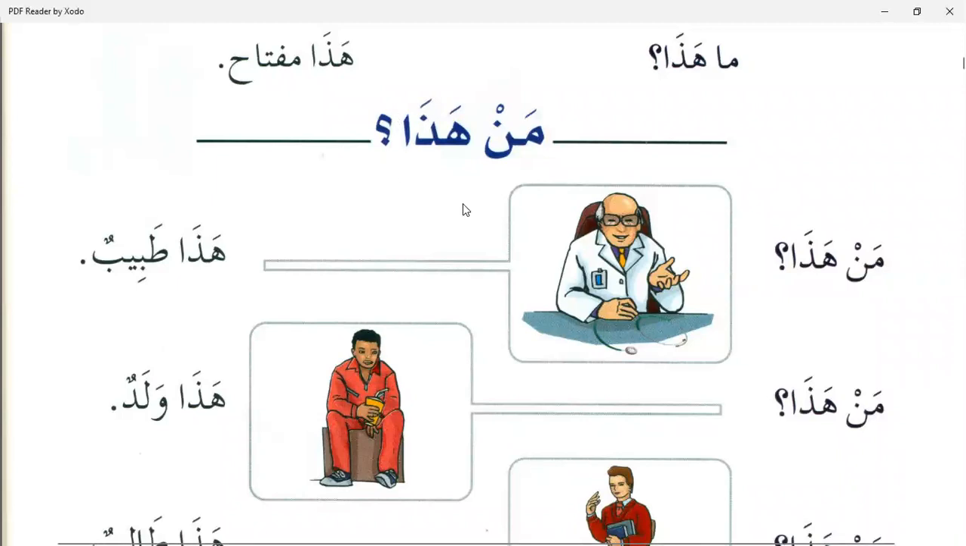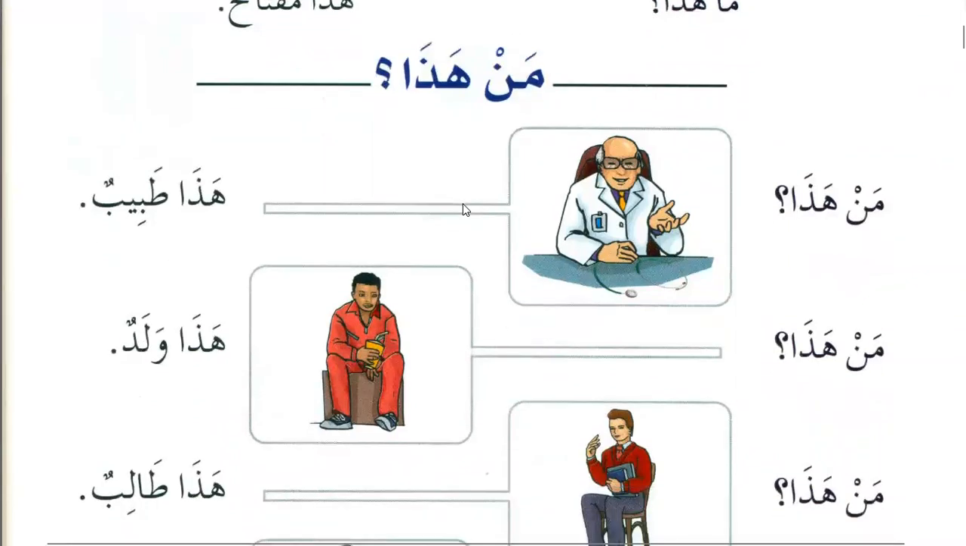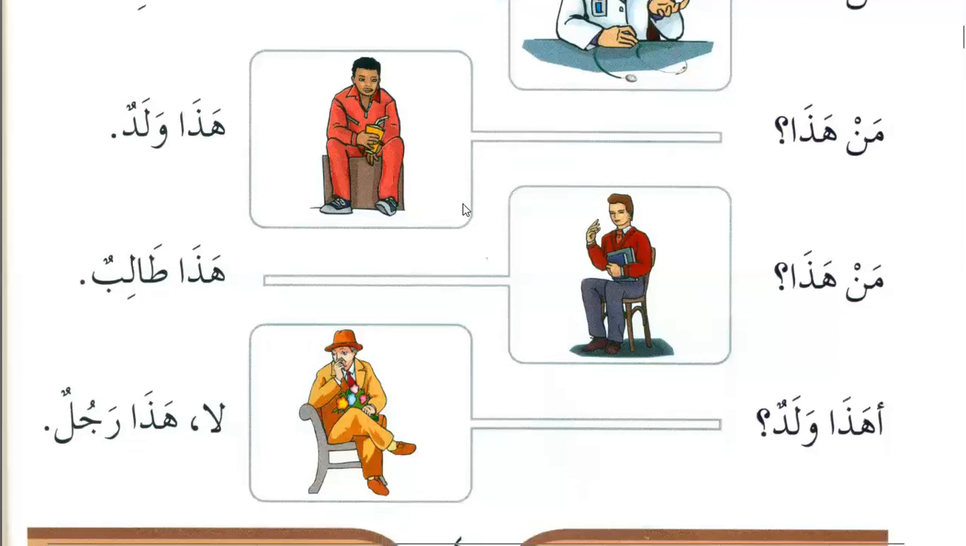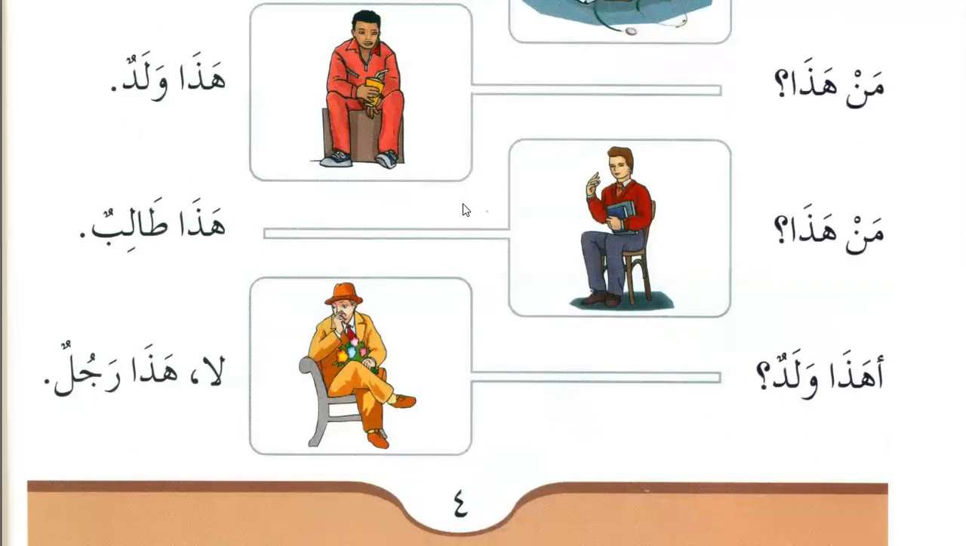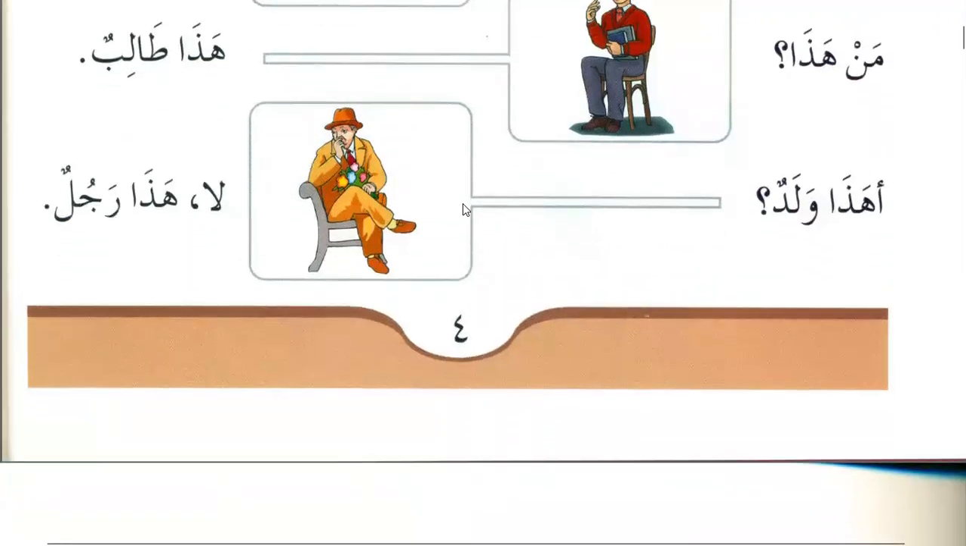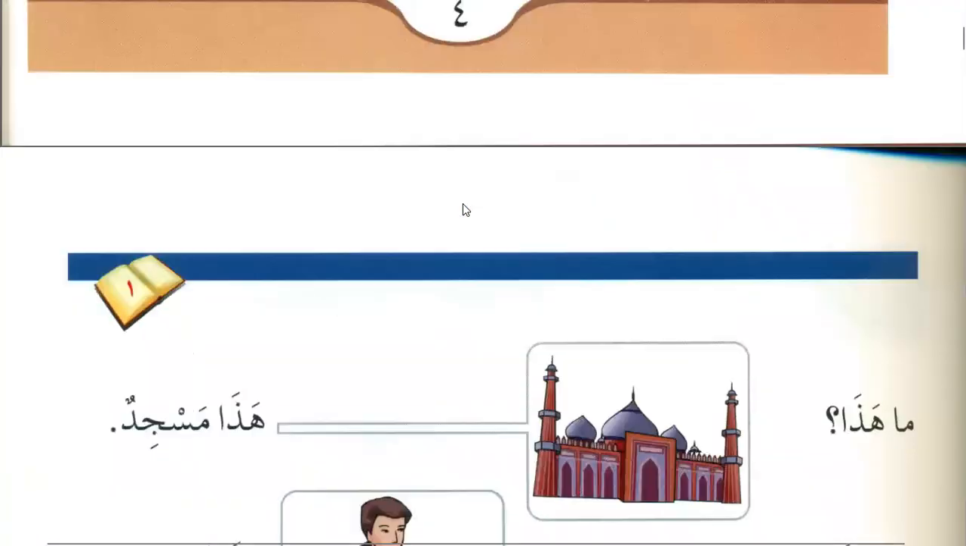Man hasa? Who is this? Hasa tabibun. This is a doctor. Man hasa? Hasa waladun. This is a boy. Man hasa? Hasa talibun. This is a student. Ahasa waladun? Is this a boy? La, hasa rajulun. No, this is a man.